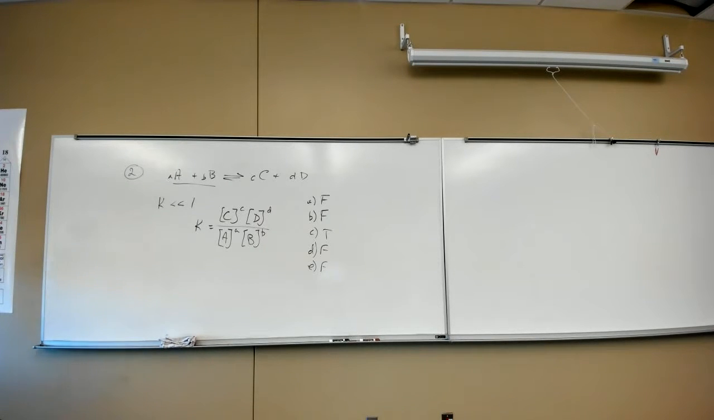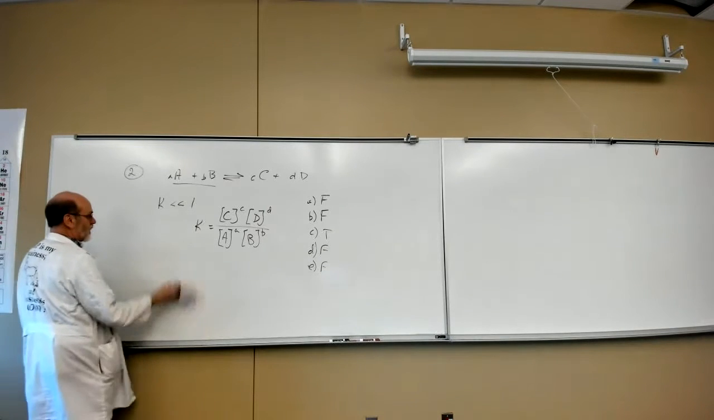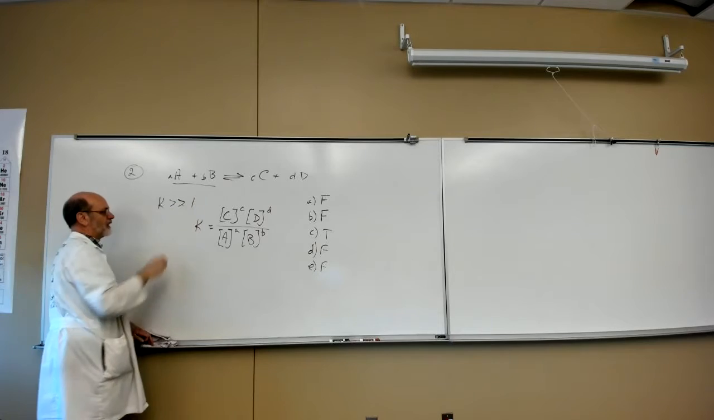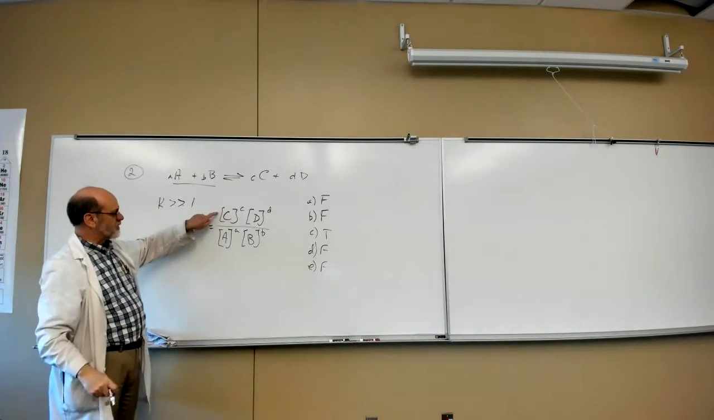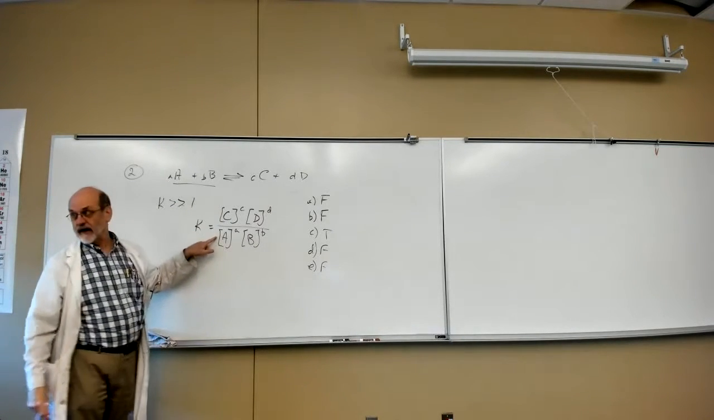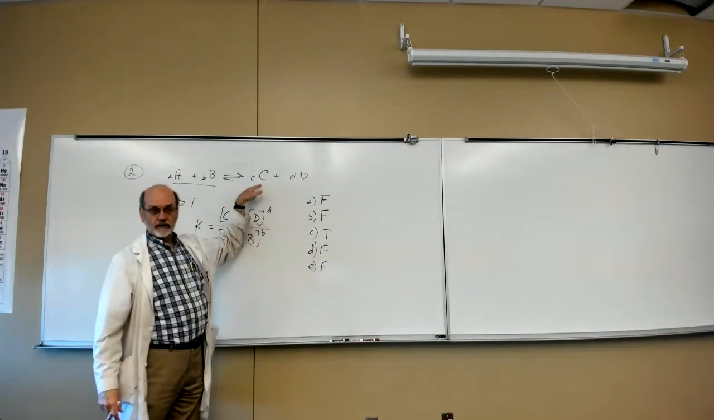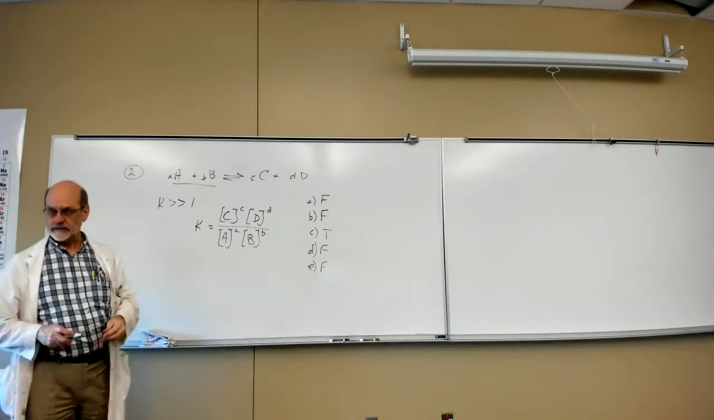What if the equilibrium constant is large? If it's the other way around, that means that this value is very large compared to that value, which means the equilibrium lies over here for the products.